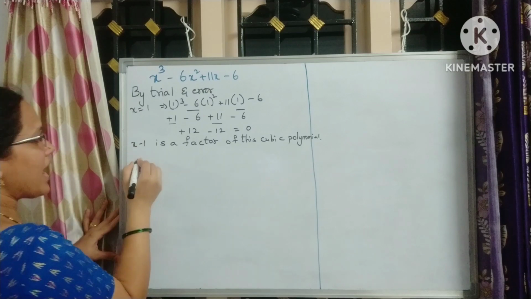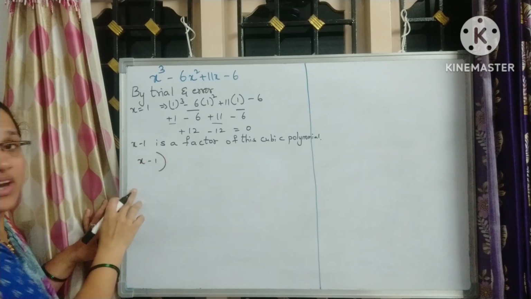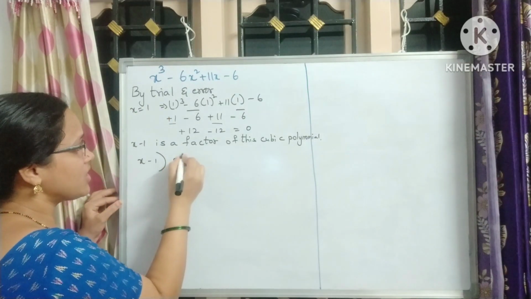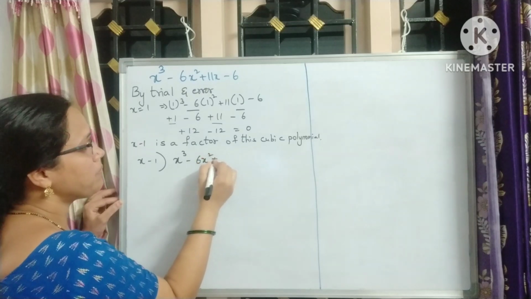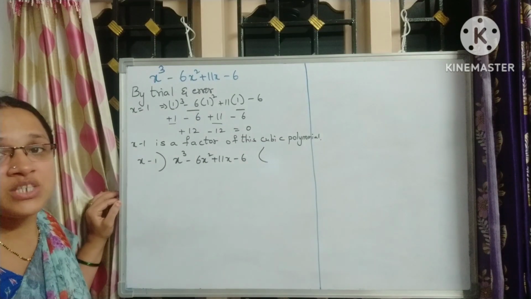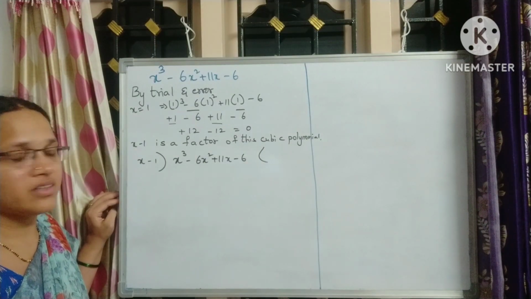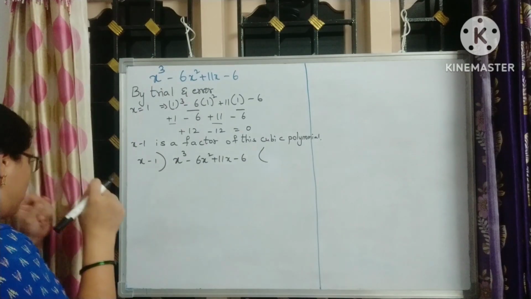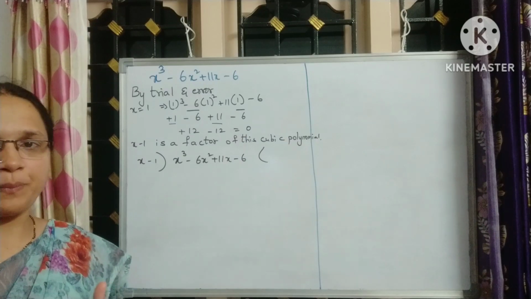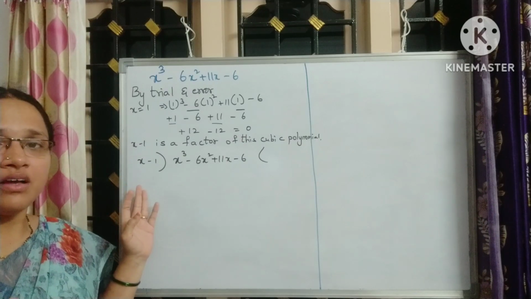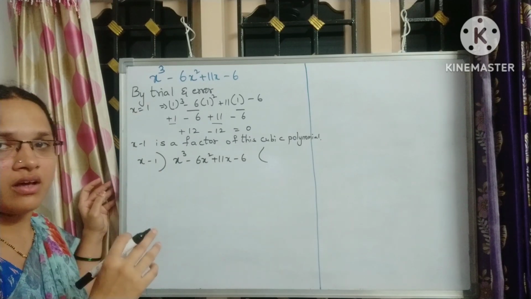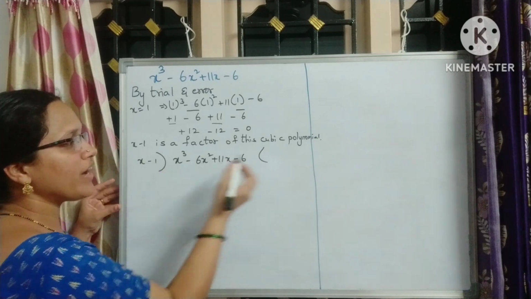Now, as it is a factor, taking x minus 1 as the divisor and x cube minus 6x squared plus 11x minus 6 as the dividend, divide. This is called algebraic division. What is it called, children? Algebraic division. Now see, this is not a number. It is not a numerical value, as in learning tables. It is a term, x minus 1, a combination of the variable and the constant. Now see, how can you find the coefficient?